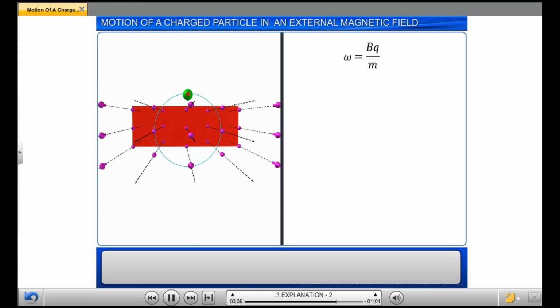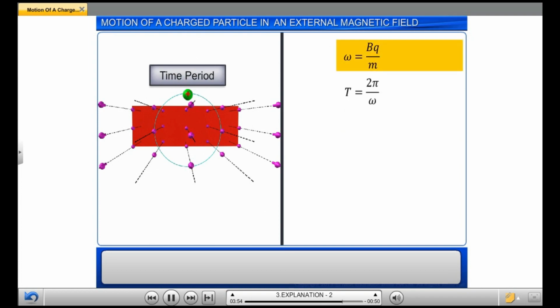As you know, the time taken to complete one revolution is called the time period of revolution. Time period T is equal to 2 pi by omega. Substituting equation 3, we get T is equal to 2 pi m by Bq. From the expression, it is clear that the time period of revolution of the charged particle is independent of its speed.